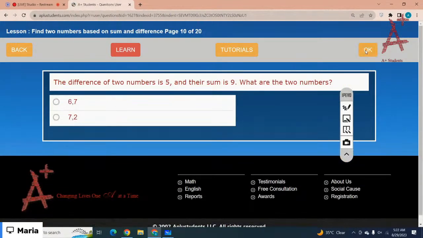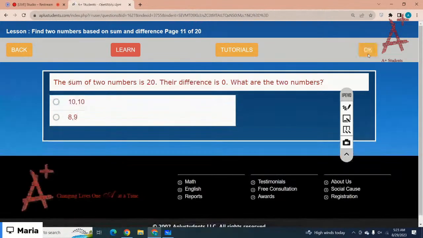The difference of two numbers is 5 and their sum is 9. What are the two numbers? Sum is 9 and difference is 5. That would be 7 plus 2, right? When you add 7 and 2 it makes 9, and when you subtract it makes 5. So the correct option is the second one.